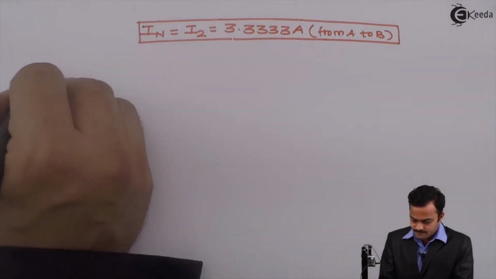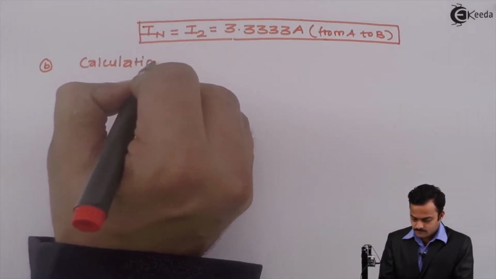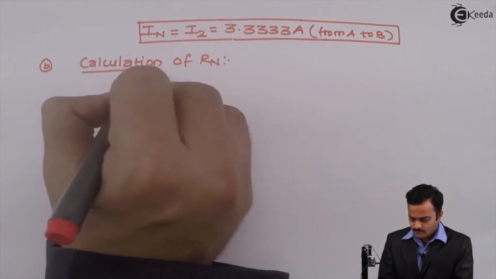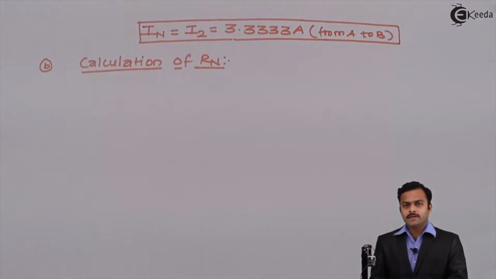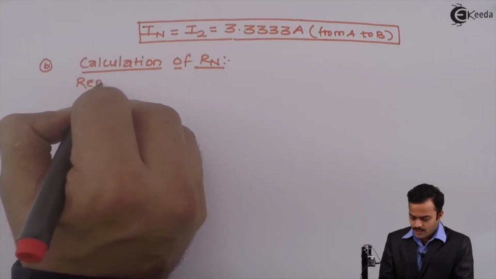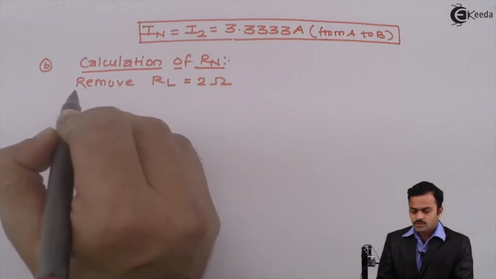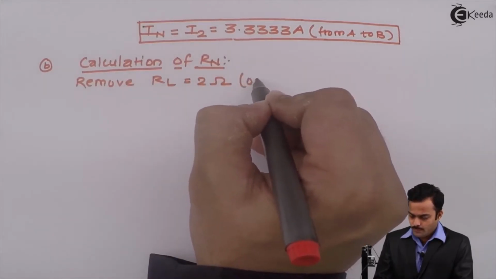Let's go to the second step, calculation of RN. For this we need to do 3 things. First thing, we need to remove RL, in our case it is 2 ohm. So remove RL means we have to open circuit RL.